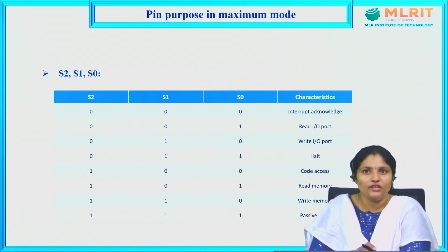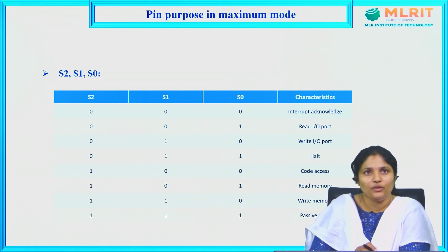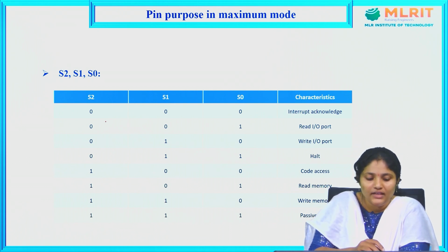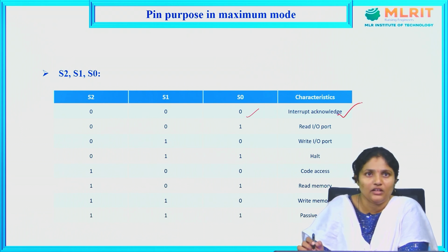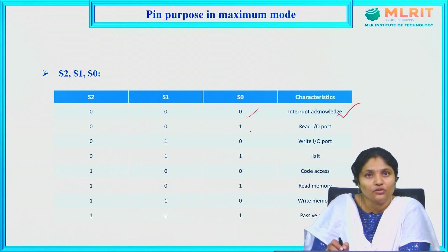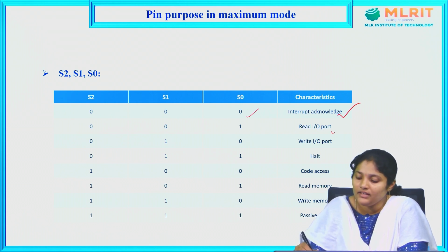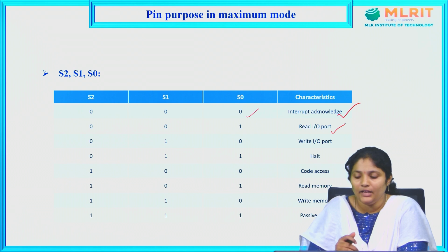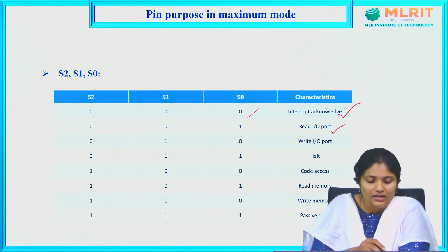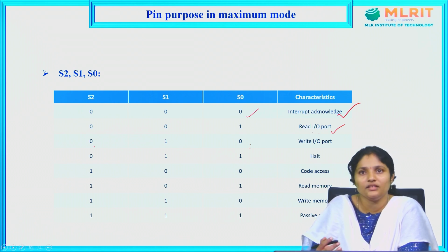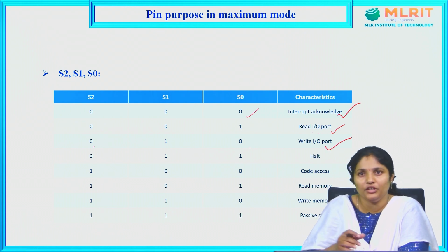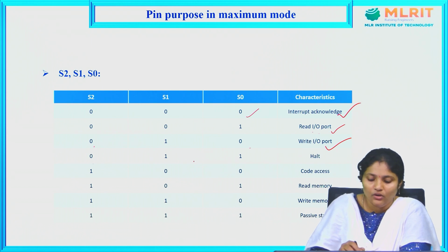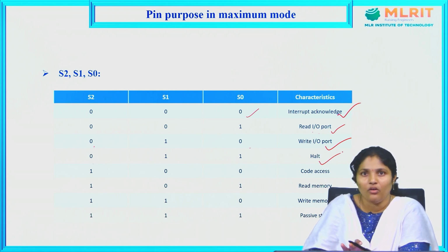This is the table which represents the operations of S2, S1, S0. These are the status lines. If these three are equal to 0, then it is interrupt acknowledgement, and the INTA pin will be accessed. If it is 0, 0, 1, then it is reading, getting input from the input output ports. If it is 0, 1, 0, then it is giving output to the input output port, or writing the output into the input output port. If it is 0, 1, 1, it is halt: no operation, the processor stops.